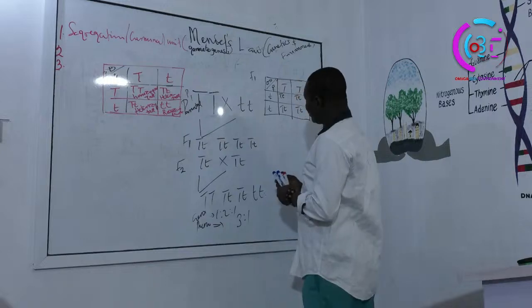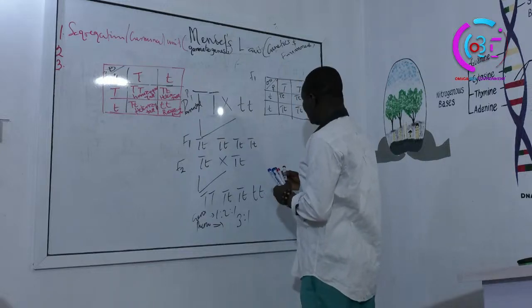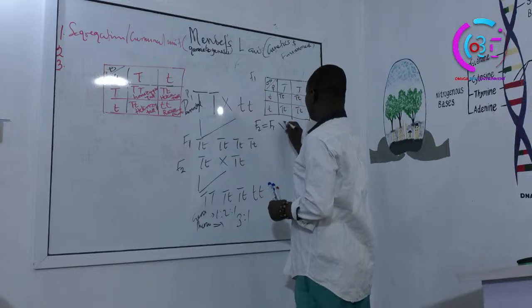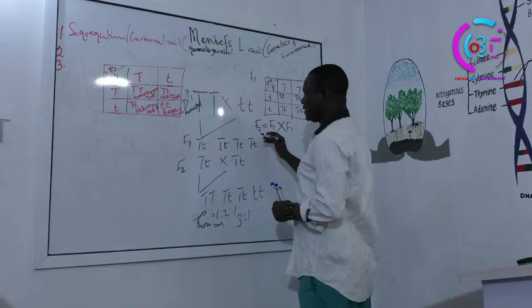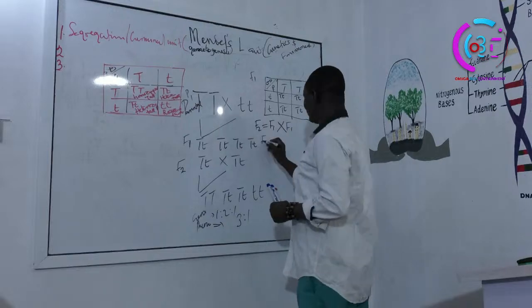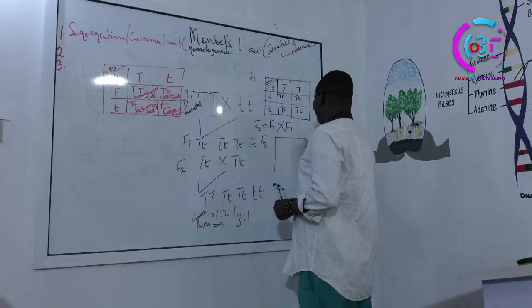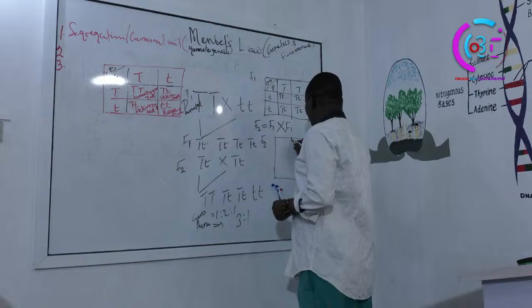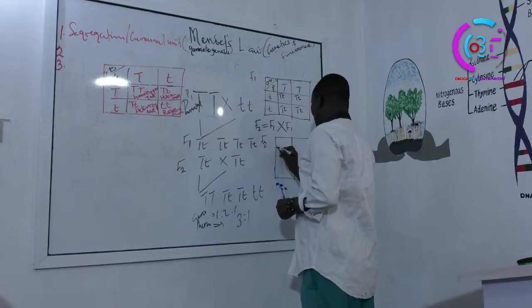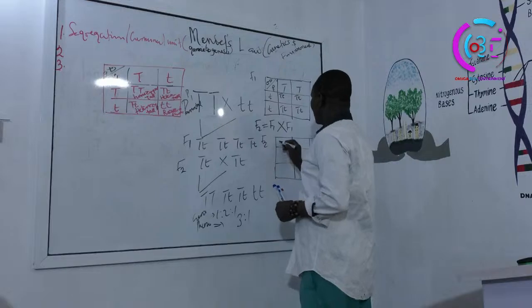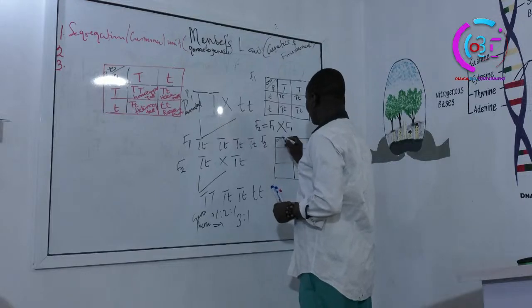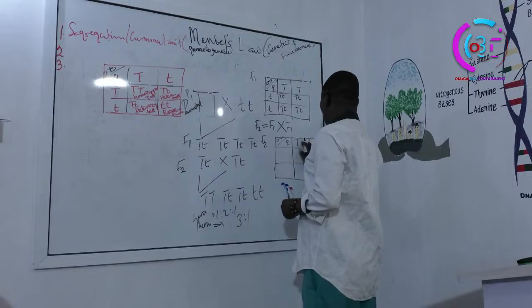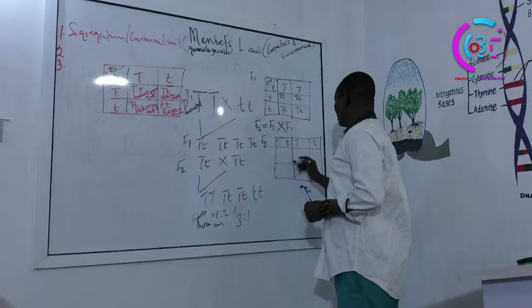And don't forget that I told you that we are going to get F2 from crossing F1 and F1 together. So for you to get F2, we are crossing homozygous tall plants, or homozygous tall parents. You are crossing them together. So you are crossing two of these. One will come here, each of them will come like this.